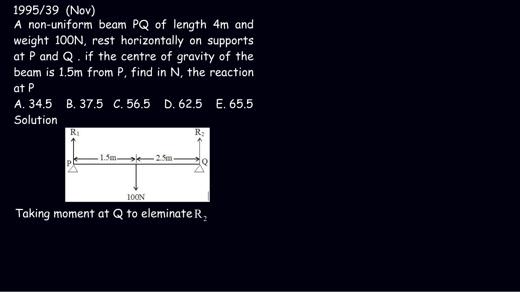So equating, it becomes 4 times arrow 1 equals 100 times 2.5. Simplifying further, it becomes 4 arrow 1 equals 250, and dividing both sides by 4, arrow 1 will be equal to 250 divided by 4, which is equal to 62.5 Newton.